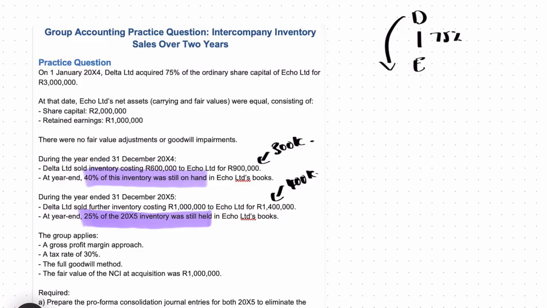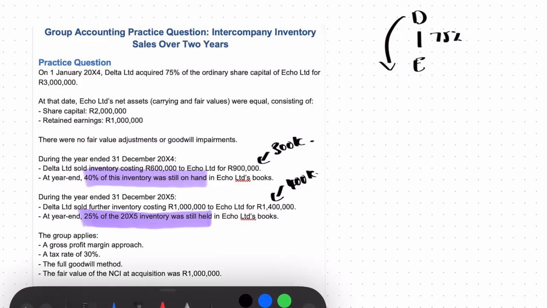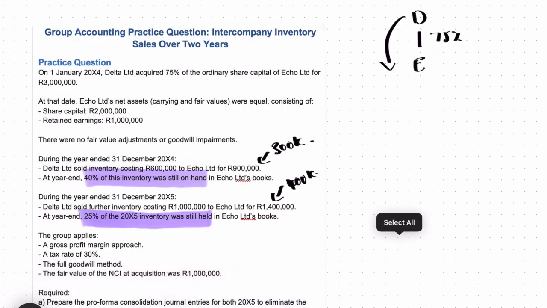So, something that's not in the required over here, but that you could go and do for yourself, is the pro forma journal entry to eliminate the equity at acquisition. Okay. But we're not going to go through that. We're going to do the elimination of the intercompany inventory.